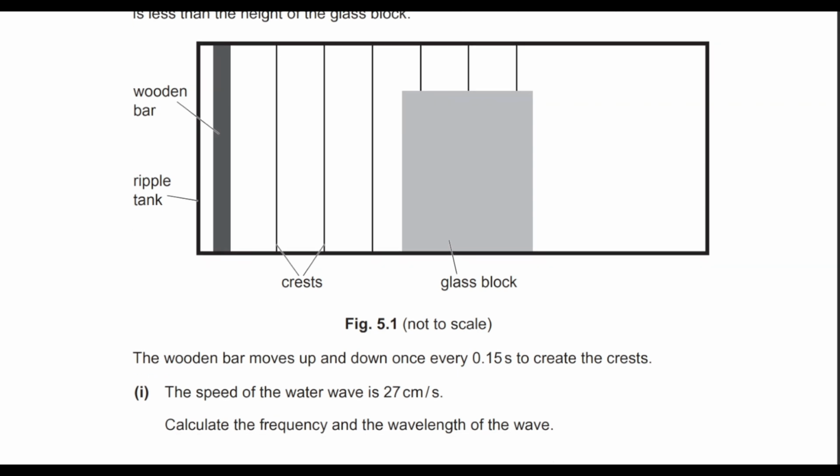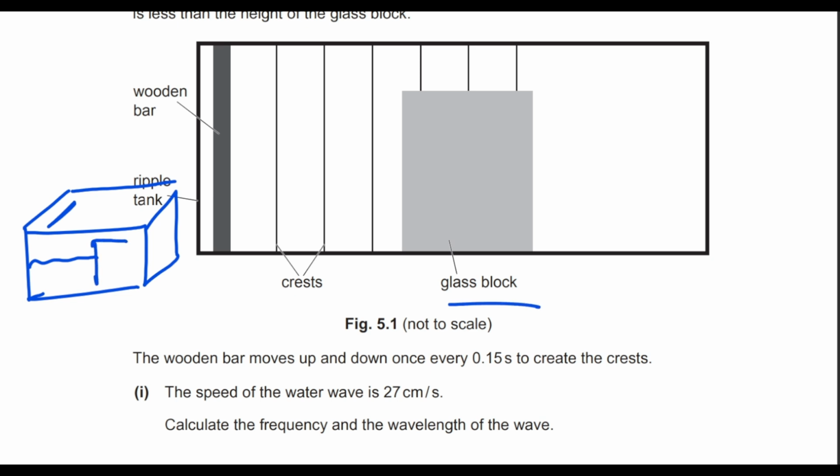So if we were to visualize it in 3 dimensions, this is what it's going to look like. This is the ripple tank. This is the water. This is the bar that produces waves. And let's say this is the water level. Then this glass block, which is placed over here, is actually at a higher value. It's actually at a higher height, at a greater height than the water itself.